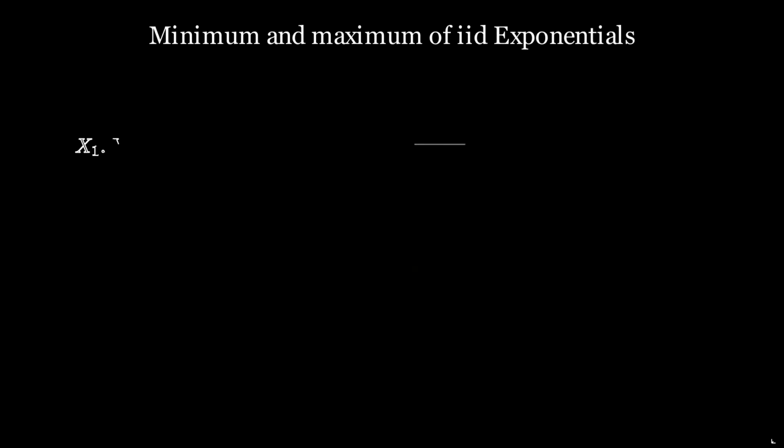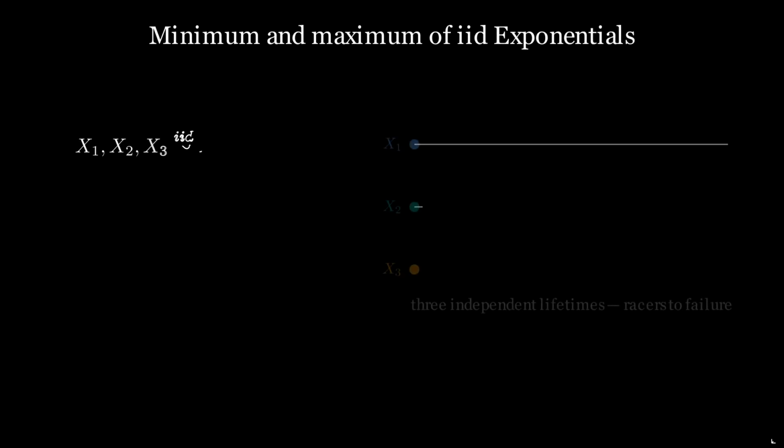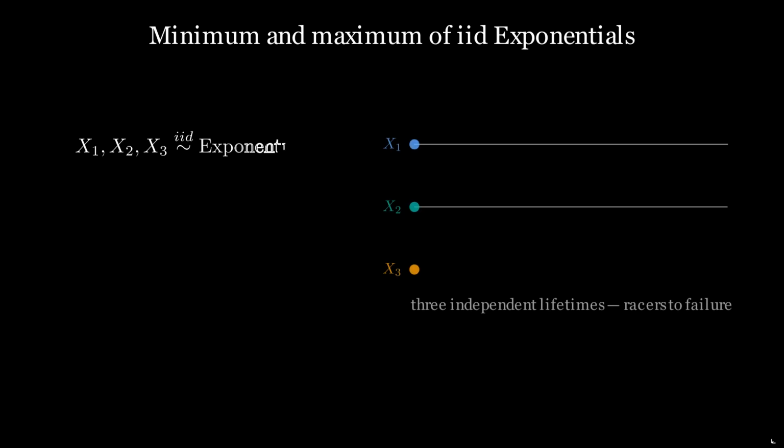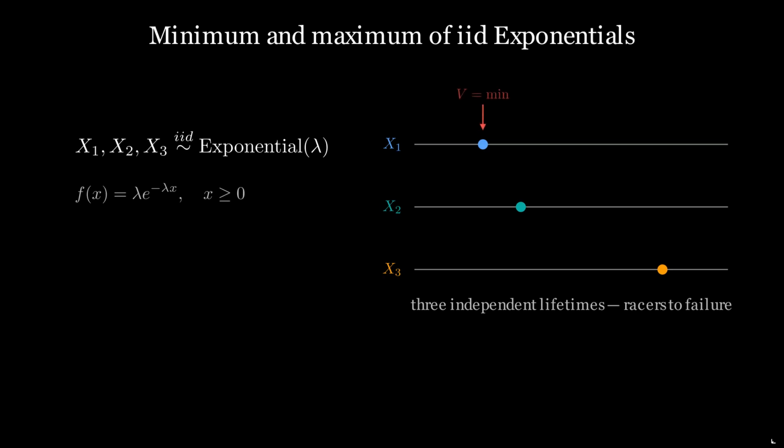Suppose X1, X2, and X3 are independent, identically distributed exponential random variables with rate lambda. Think of them as three independent lifetimes, three races, each finishing at a random time. V is the minimum of the three, whichever finishes first. W is the maximum, whichever finishes last. What are the probability density functions of V and of W?